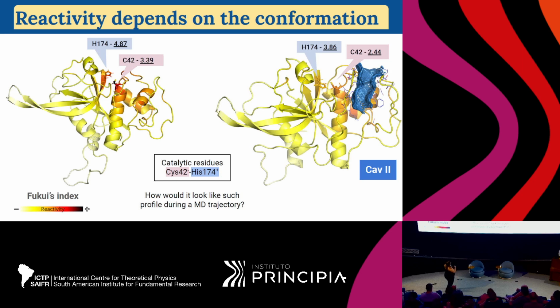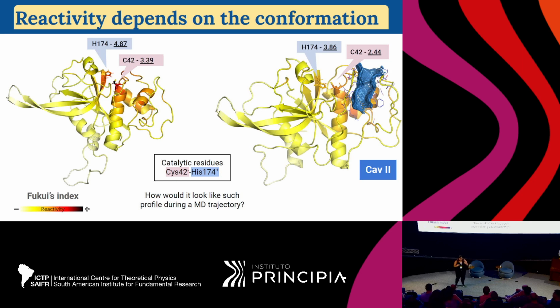And we saw that the different conformations, the clusters that we obtained, present different reactivity on the catalytic residues. So we have histidine and cysteine here, and the structure on the left has the highest levels of reactivity, and the structure on the right has the lowest ones. And it's interesting because it's when it has cavity 2 that the residues present the lowest reactivity.